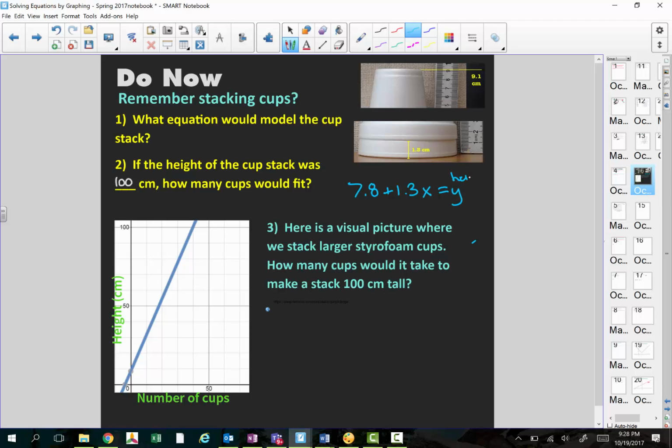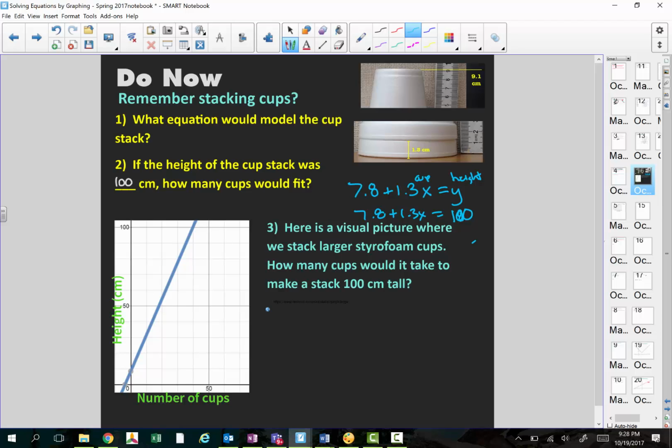So based on the work we've been doing recently, this should make a lot of sense to you. When we are looking at stacking cups, we're repeatedly adding, and therefore it's a linear equation. And so if we are asking the question, how tall would it be, or how many cups would it take to be 100 centimeters tall, we could certainly replace y with 100 centimeters, and then go about solving it by using inverse operations. And that's all fine and good.